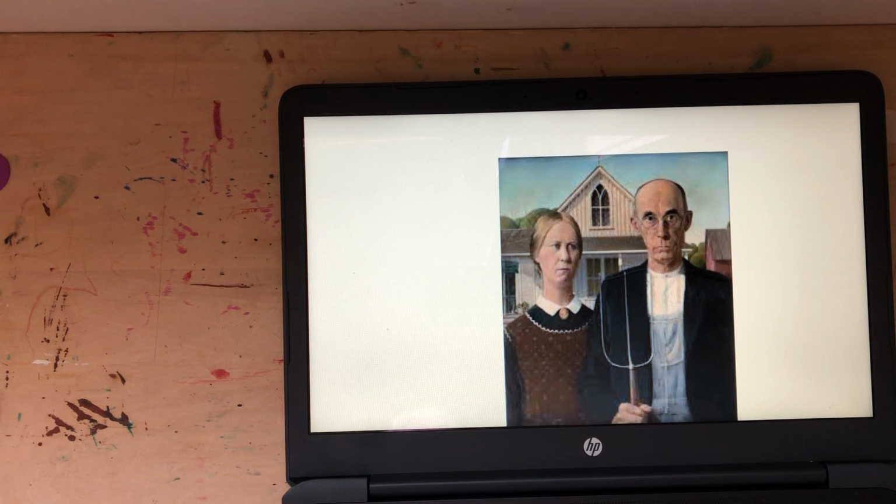So he came back and he painted this piece and he entered it in a contest, and it won a very famous prize at the Chicago Art Institute. And it got a lot of attention. A lot of newspapers featured it around the country.